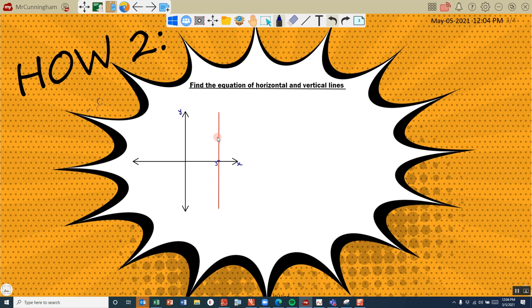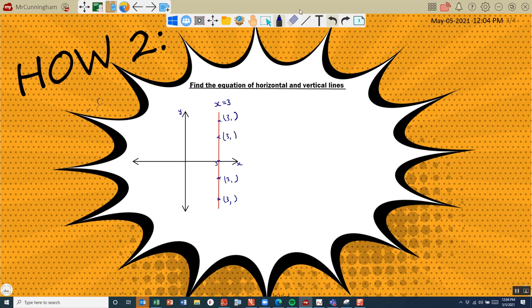Okay, now, every point along this line, what is the x-coordinate? Well, the x-coordinate is always going to be 3. I don't know what the y-coordinate is going to be, but the x-coordinate is always going to be 3, okay? Up here, I don't know, the y-coordinate's positive, but the x-coordinate is still 3. So this tells me that the equation of this line is going to be x equals 3.